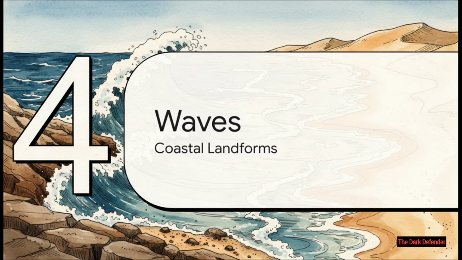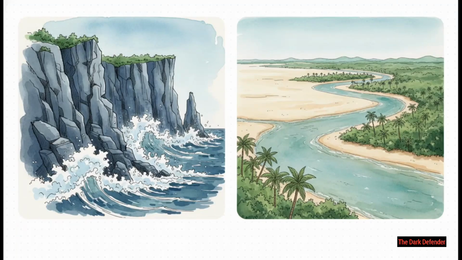All right, for a final stop, we're heading to the coast. This is where the relentless energy of ocean waves is constantly reshaping the boundary between the land and the sea. It's one of the most dynamic environments on the planet. And you don't have to look far for a perfect example of this. Just look at India's own coastlines.